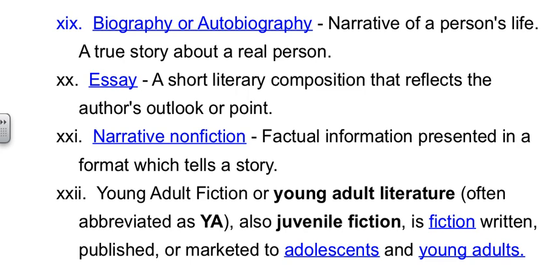The next category is narrative nonfiction. This is nonfiction that we might read in this class. Narrative nonfiction is factual information presented in a format which tells a story. Maya Angelou's autobiography, I Know Why the Caged Bird Sings, is an example of narrative nonfiction. The next category is young adult fiction, also called young adult literature, juvenile fiction, or YA. This is fiction written, published, or marketed to adolescents and young adults. Think Divergent, Hush Hush, City of Bones. All of those series are young adult.